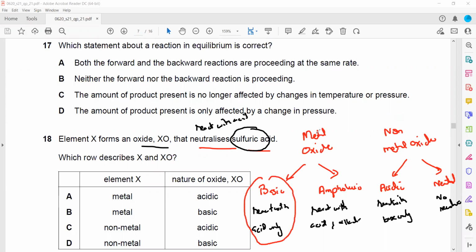And basic oxides are metal oxides. So what should this element be? This element should be a metal. And what kind of oxide is this? That is a basic oxide. So B is the right answer.